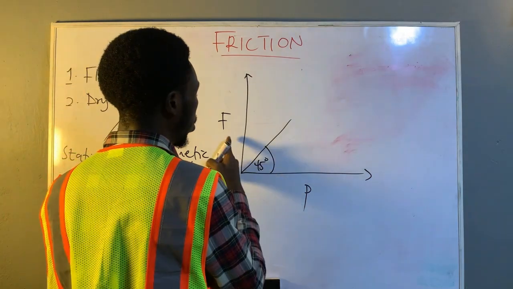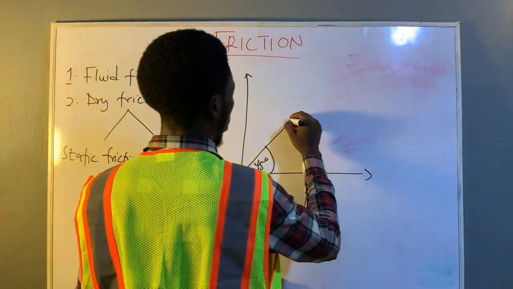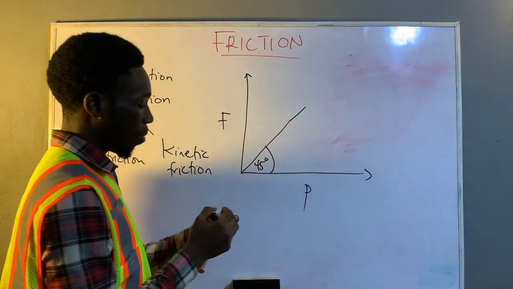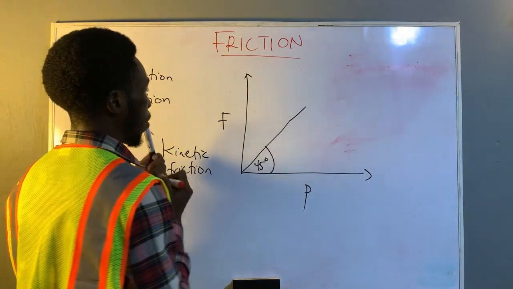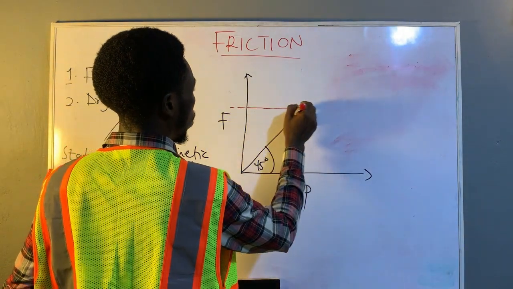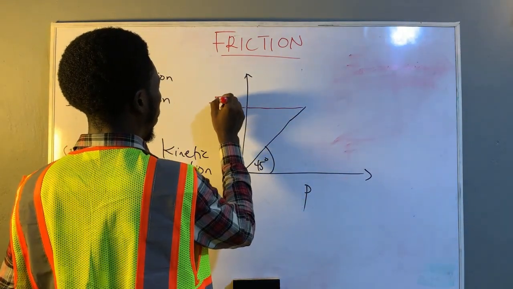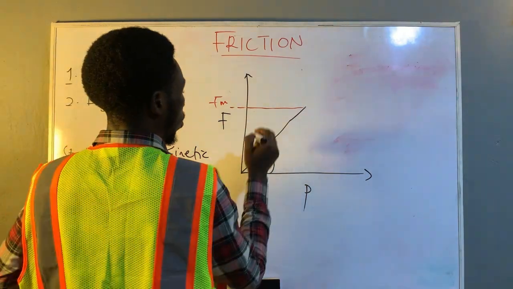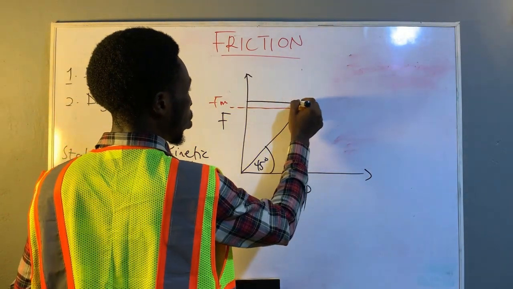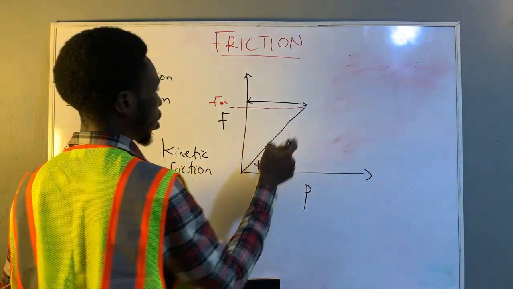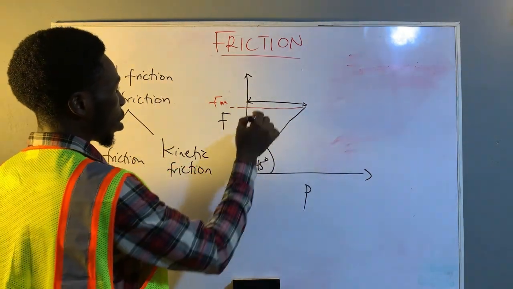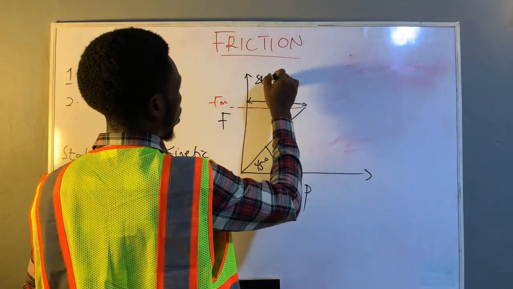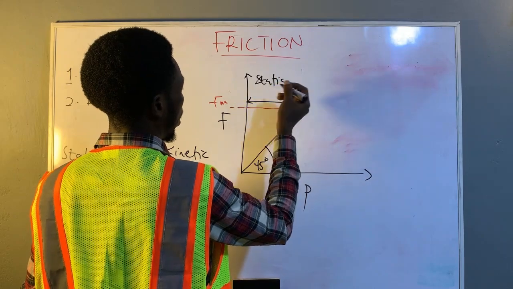So if you increase P, F will also increase. We get the maximum value of F, which is the maximum friction, F. From this point to this state where the maximum friction is achieved, we call that the static friction state, or let's say the static state.